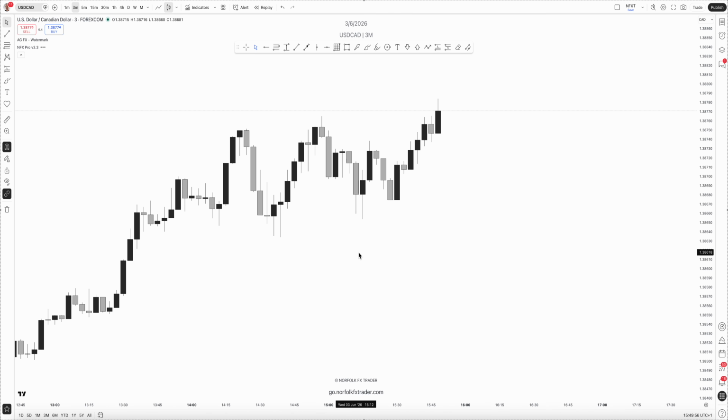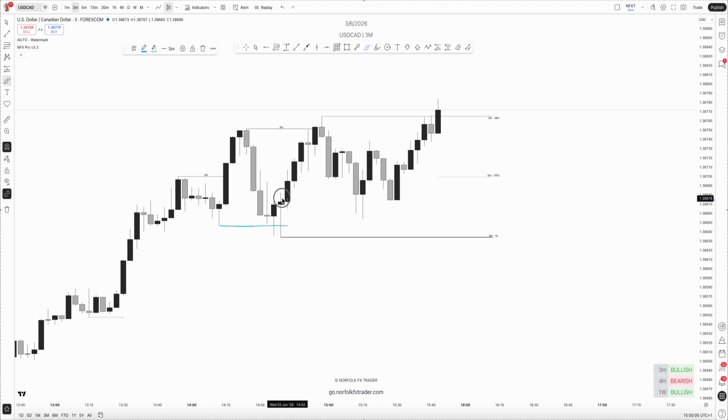Let's go down to a 3-minute. Again, let's look at this structure, and we're bullish. So we have a break of structure, previous high, and this is important to understand as well. See this previous high? Look at that. We swept the low for an entry to go up for the high. When we sweep this low, there's a series of events that happen.